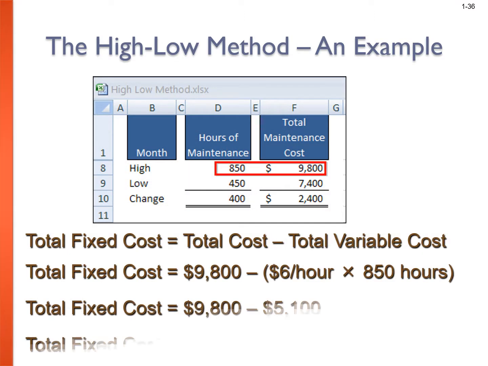So the total fixed costs would be total costs minus total variable costs. If the total cost is $9,800 and the variable portion is $6 an hour, multiply that by 850 hours, the total variable cost then would be $5,100. The fixed cost portion of that mixed cost item is $4,700. So it's just a way of determining in a mixed cost scenario how much is fixed and how much is variable, so you can predict your cost behaviors as they change.